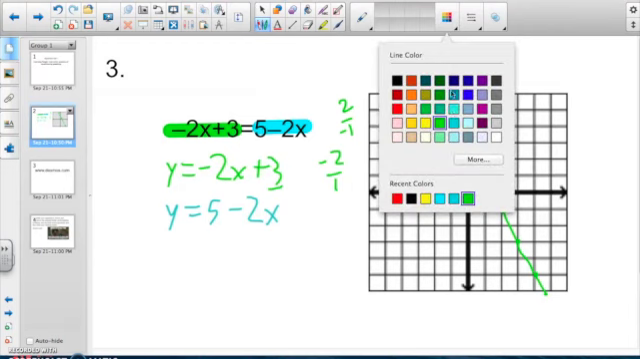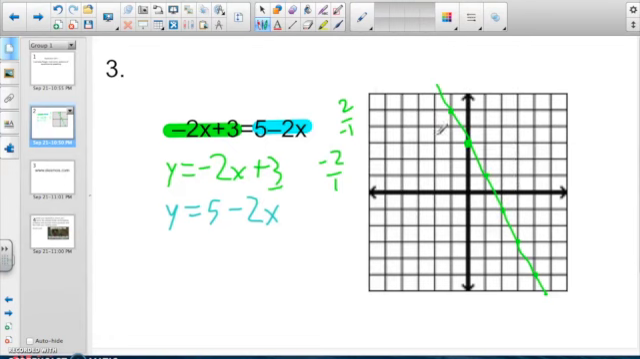Alright. Now we need to graph our second equation. On this one, we have a y-intercept of 5: 1, 2, 3, 4, 5. And our slope is negative 2. So we are going to go down 2 and over 1, down 2 and over 1, down 2 and over 1, and we're going to keep doing that.